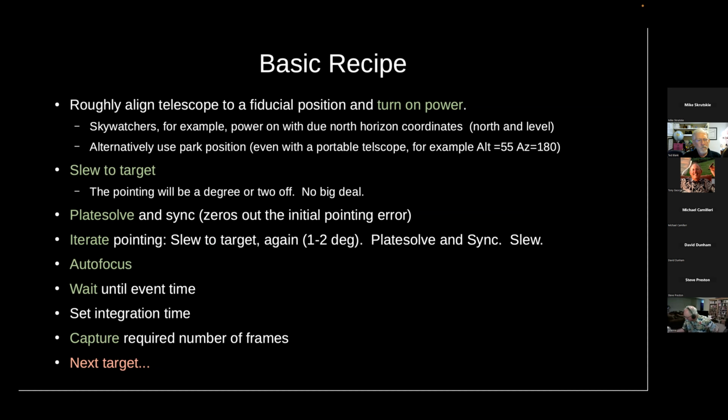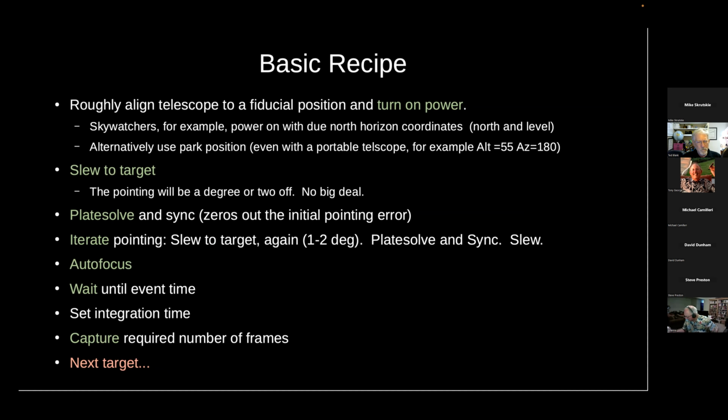I have a Hubble Optics telescope right now, and I use the park position for that telescope. Even though I don't have a fixed observatory with that telescope, I just carry it outside every night and set it down somewhere. Still, the park position I use is altitude 55 degrees, azimuth 180. It's easy enough to push that telescope around until it is within a degree or two of that, and that's all it takes.